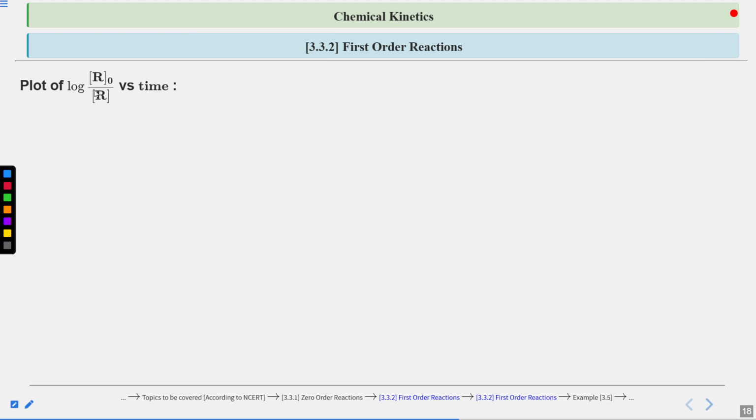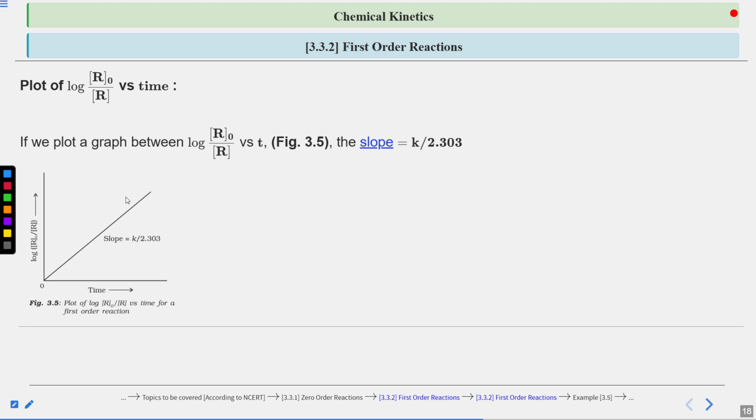Now plot the log of R naught by R versus time. If we plot a graph between the log of R naught by R versus the time, which is marked as figure 3.5, the slope will come out as k upon 2.303. The graph is an increasing straight line having positive slope k upon 2.303. This is marked as figure 3.5, the plot of log R naught by R versus time for a first order reaction.